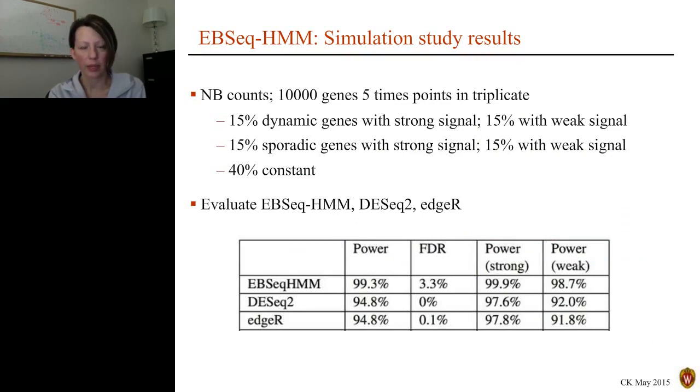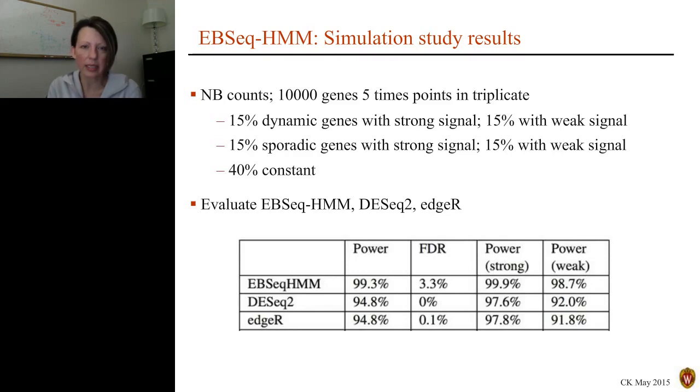We have negative binomial counts, 10,000 genes, 5 time points in triplicate. So we simulated 15% to be dynamic genes with some strong signal, 15% with a weak signal, 15% sporadic genes with a strong signal, and 15% with a weak signal, and 40% were simulated to be constant. And then we evaluate EB-seq HMM, and we compare it to DE-seq, which is now DE-seq2, and EDGE-R.